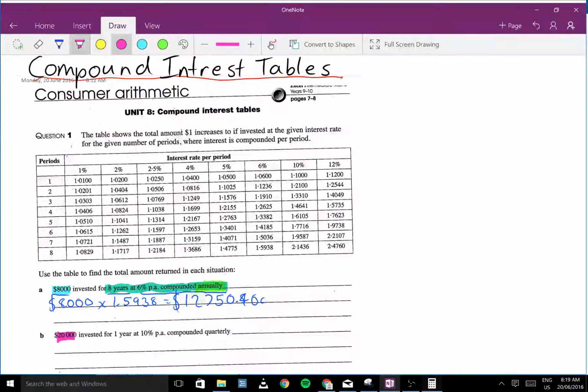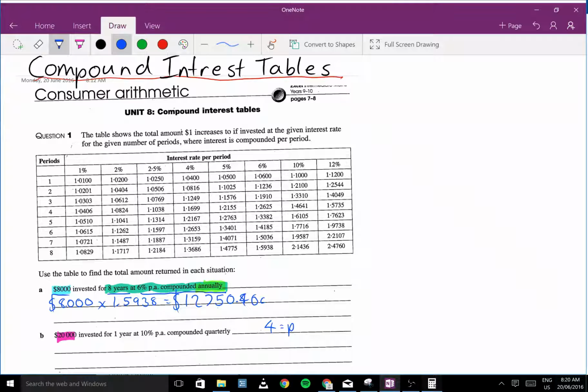1 year at 10% per annum, compounded quarterly. This doesn't give me a straight out period. It's 1 year, but it's compounded quarterly. So how many periods of time is quarterly for 1 year? Well, there are 4 quarters in a year, and I've got 1 year, so there's going to be 4 periods. I'm just going to write down P for periods. 4 periods of time.